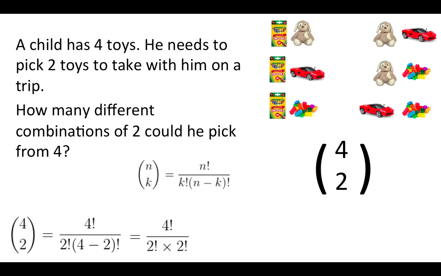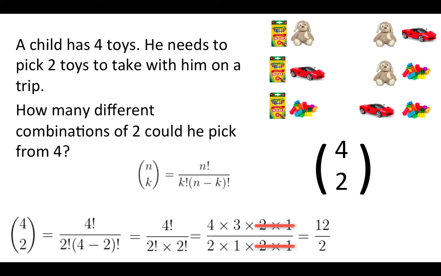4 minus 2 is in the parentheses, so we do that first. 4 minus 2 is 2. So now we have 4 factorial divided by 2 factorial times 2 factorial. If we fill out all of the factorials, 4 times 3 times 2 times 1 divided by 2 times 1 times 2 times 1. Because we just have multiplication in the numerator and the denominator, we can cross out 2 times 1, leaving us with 4 times 3 in the numerator and 2 times 1 in the denominator, which is 12 over 2, which equals 6.